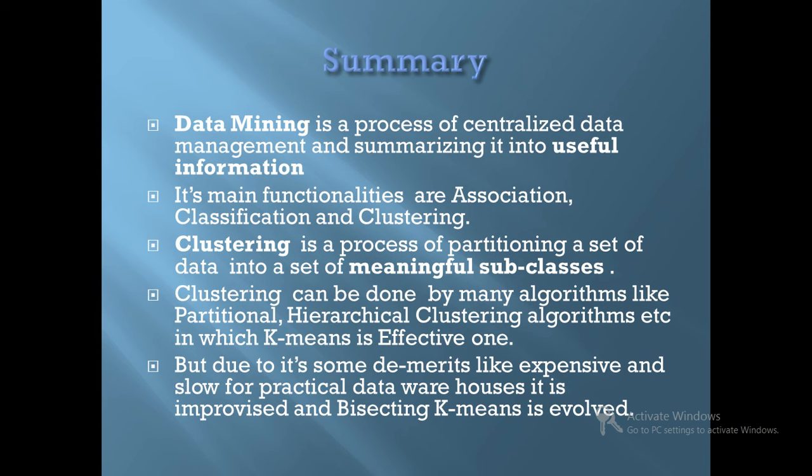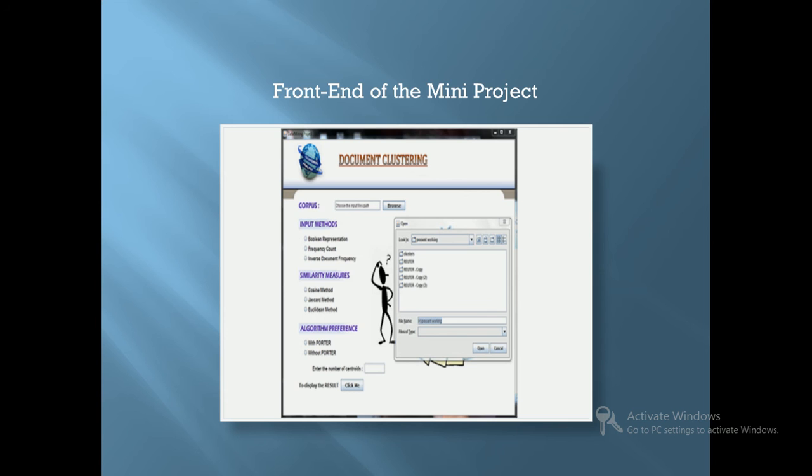Summary of our project. Data mining is a process of centralized data management, where clustering is a process of data mining, and clustering is what we have prepared for the documents of all 4 topics. Clustering can be done by many algorithms like partitional and hierarchical clustering algorithms, in which K-means is an effective one. But due to demerits like being expensive and slow for a practical data warehouse, it was improved and bisecting K-means evolved. This would be the front end of our mini project.